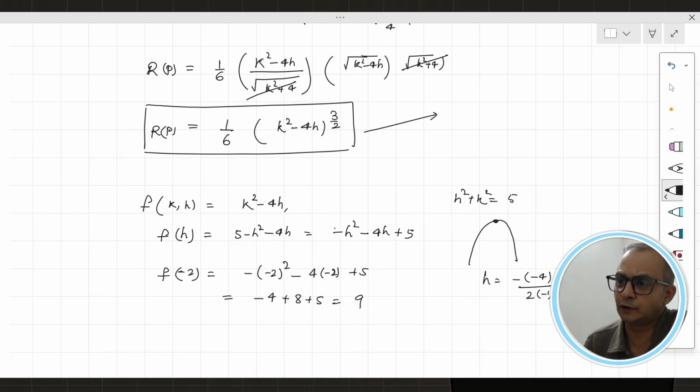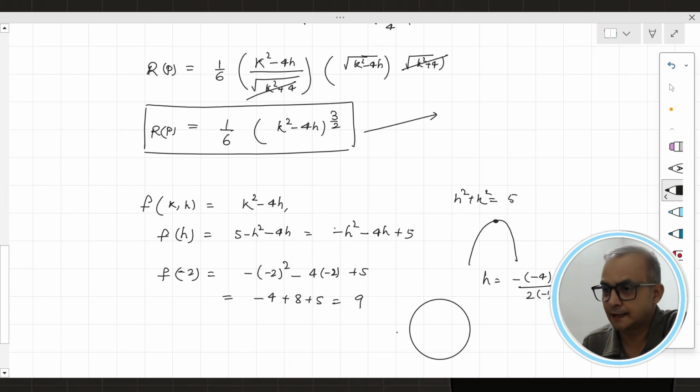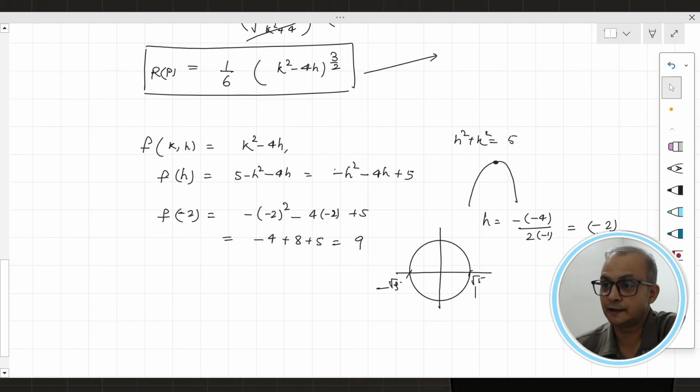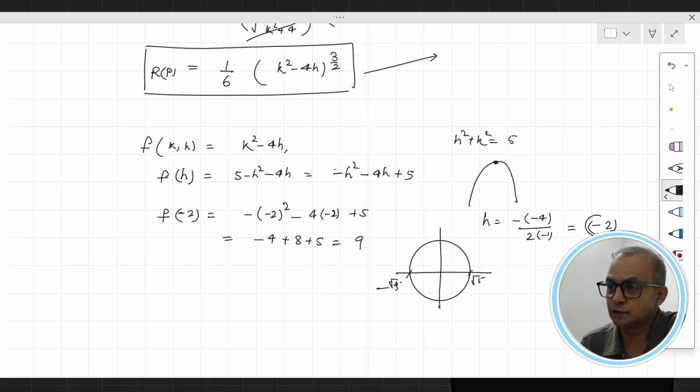Okay, but by the way, one thing also has to be kept in mind: h square plus k square is 5. It means that I have to be on the circle. So the circle has the radius negative root 5 to root 5. So maybe there is a chance that we created the quadratic for our convenience, and the points it is spitting out are not on the circle. So you can see that this value minus 2 is actually lying in the interval. So it can be here also, or it can be here also. Means x coordinate will be minus 2, so it will be anywhere.